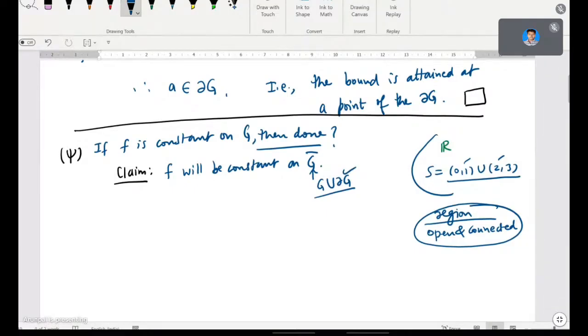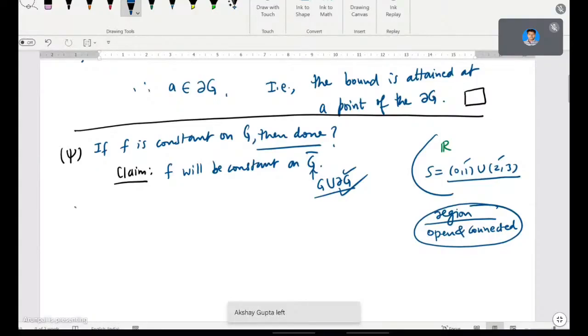In fact, a constant function attains its bound at every point of the domain. Yes or no? Yes, sir, that is something trivial. So the only thing left for me to show you is that f is constant on G bar as well, so that it is constant at the boundary also. So f will be constant on G bar. I am going to show you this.